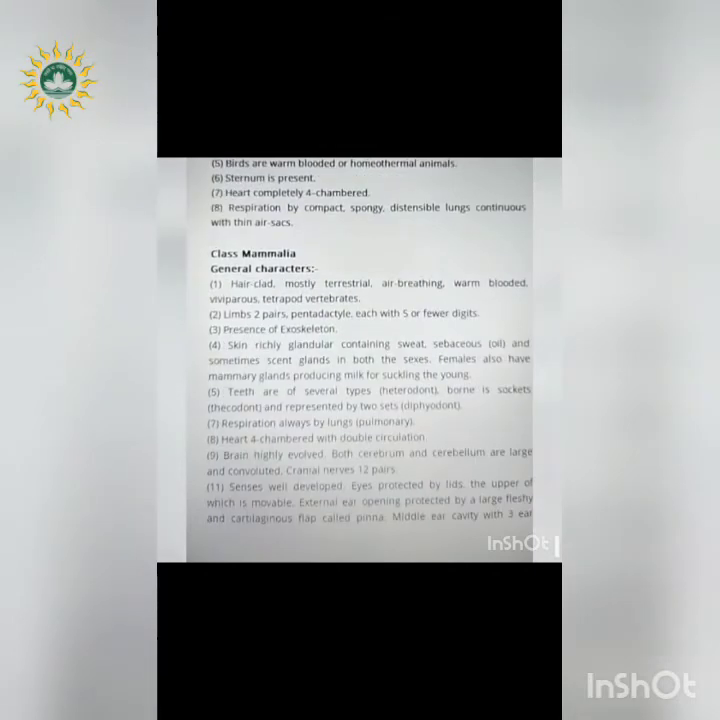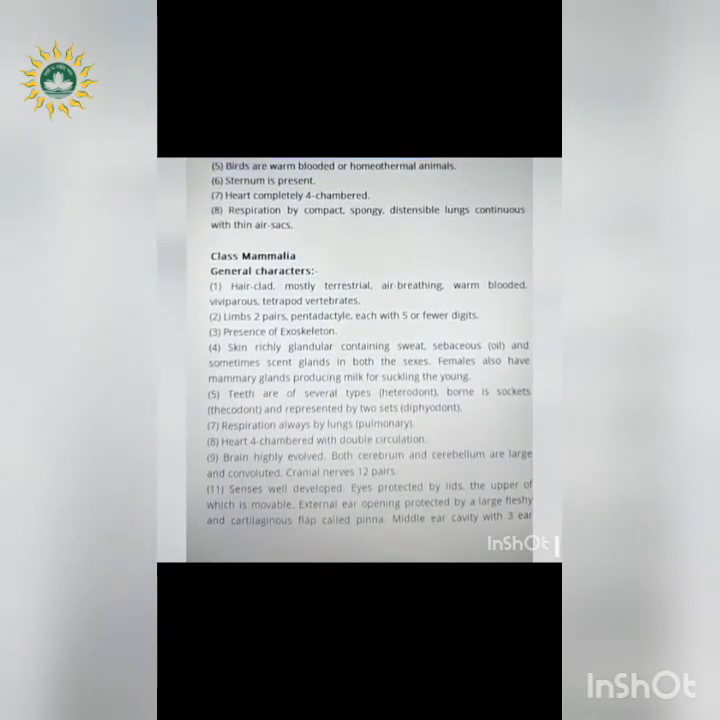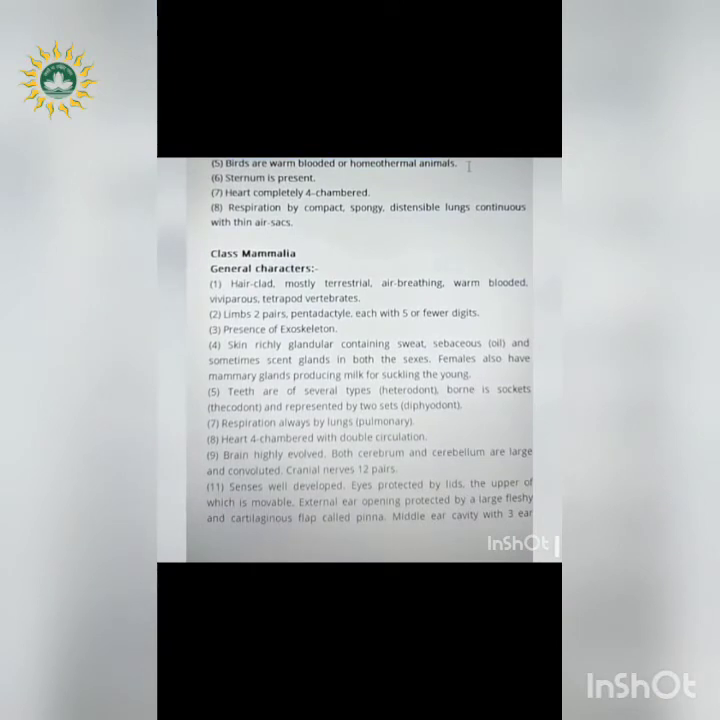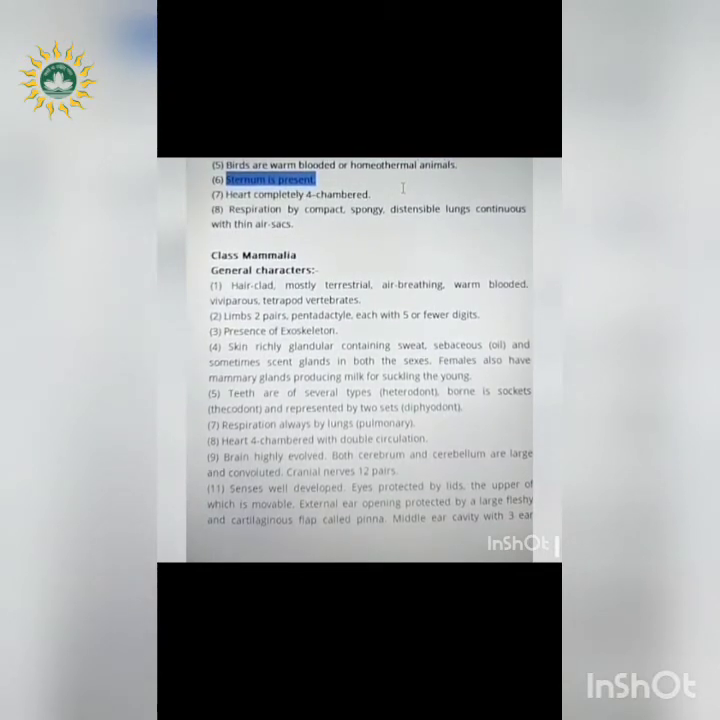The next point, if you see, is that the pectoral muscles of flight in these birds are well developed because they are organisms which fly high, and these birds are warm-blooded animals, which is specifically called homeothermal animals. The sternum in these organisms is well developed and obviously present because the sternum is the breastbone. The heart in these organisms is 4-chambered, that means presence of 2 auricles and 2 ventricles. And the respiration takes place by compact, spongy and distensible lungs which are connected with thin air sacs. So next, the last class, or the most advanced and complex one, is the mammalia.